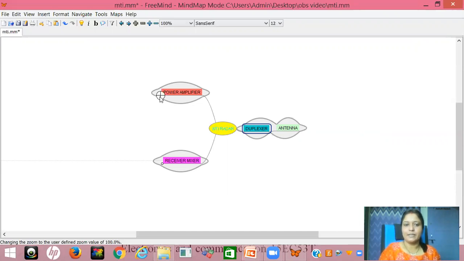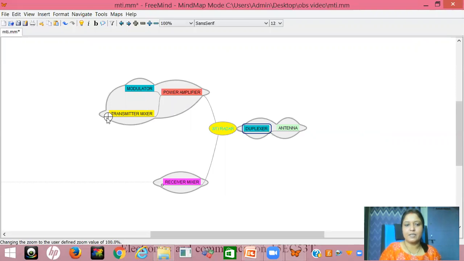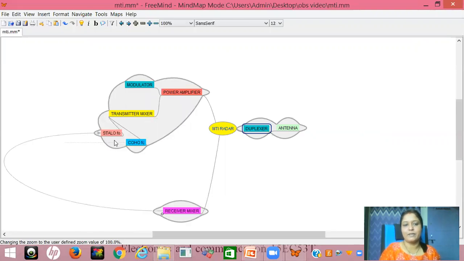At the transmitter end, two signals are combined. One is the stable local oscillator signal, and the other is the coherent oscillator, that is F0 and FC. Both are mixed in this mixer, and that is given to the power amplifier. And the modulator is used because it is a pulse type of radar, to switch the transmitter circuit on and off. Now this is the transmitting section.